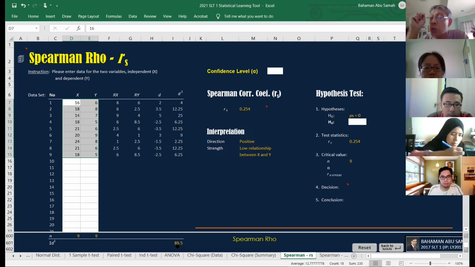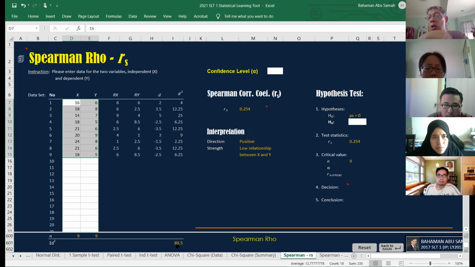When you do your calculation for your assignment, you can check your calculation here. Because when you run SPSS, it doesn't show this. But here, it shows how you derive your Rx, Ry, D square, and the value for summation D square.